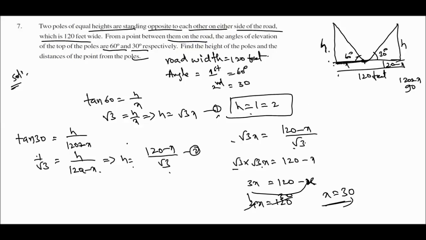Height of the pole means h is equal to how much here? From the first equation, h is equal to root 3 x. So h is equal to root 3 into 30. So 30 root 3 is the answer here. Height is equal to 30 root 3. So this is the seventh answer.